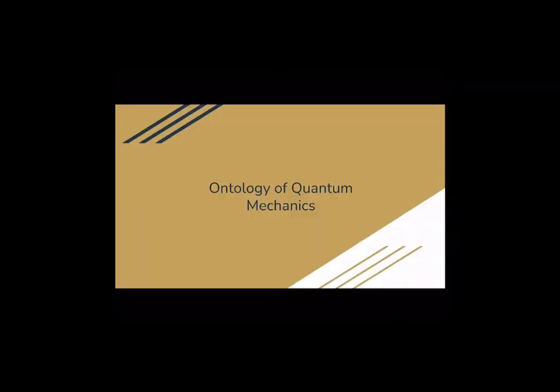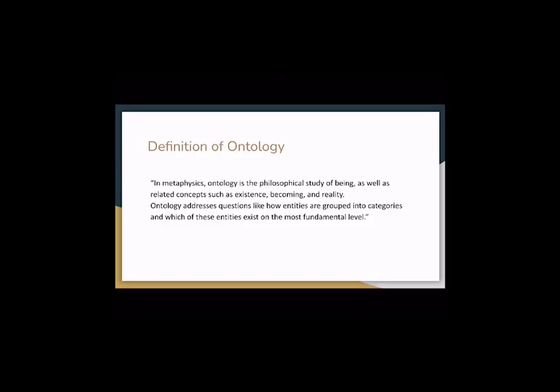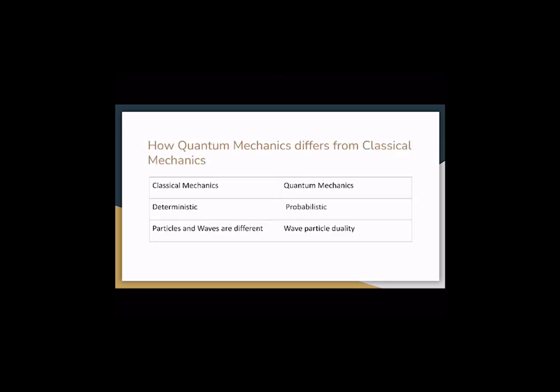Next, I'm going to be sharing on the ontology of quantum mechanics. Ontology is basically the philosophical study of being on the most fundamental level. So the difference between quantum mechanics and classical mechanics is that classical mechanics is deterministic, whereas quantum mechanics is probabilistic, which means that in quantum mechanics, we incorporate randomness into our approach. Second difference is that in classical mechanics, particles and waves are different, whereas in quantum mechanics, you have the wave-particle duality, which means in classical mechanics, things are either particles or waves, whereas in quantum mechanics, you consider things both a particle and a wave.